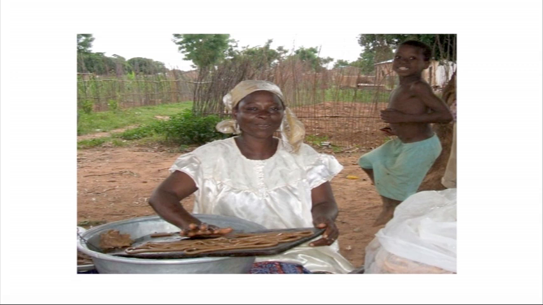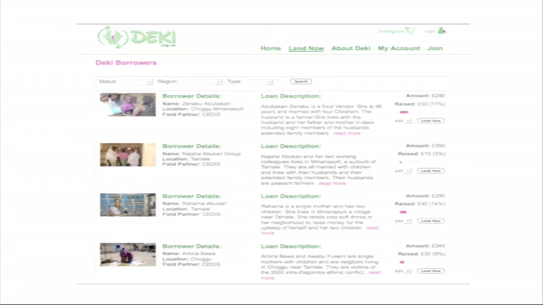So by setting up their own businesses, the borrowers are able to help themselves out of poverty. The idea is they become self-sufficient, economically independent, and improve the quality of life for them and their families and their local communities. You give them some money, about 10 or 20 quid, and they pay you back over about 6 months. So you can claim the money back, you can re-lend it to another borrower, or you can donate the money to DECI.